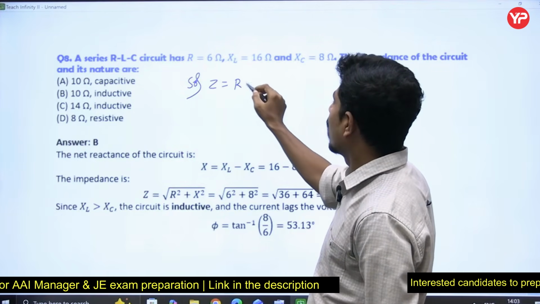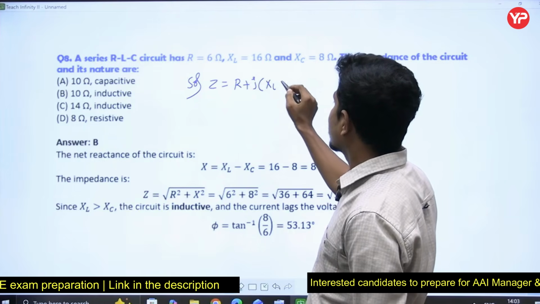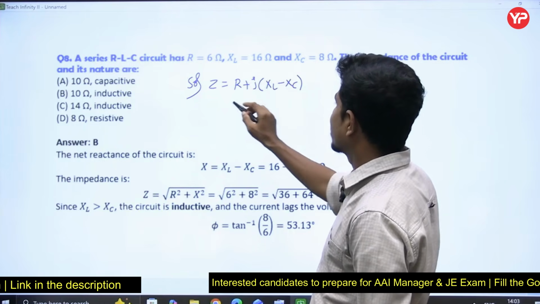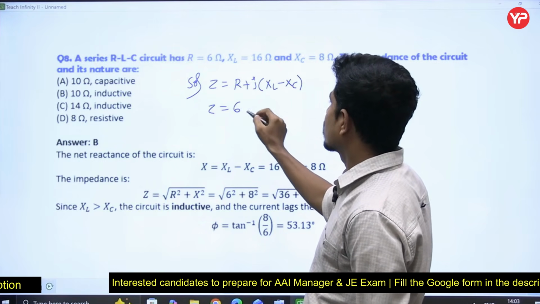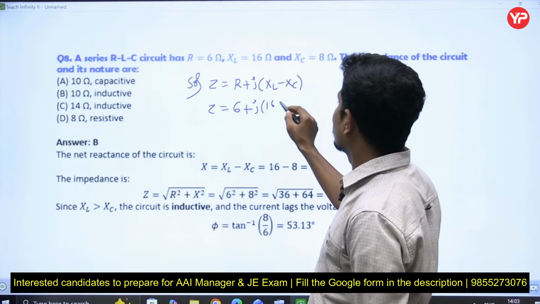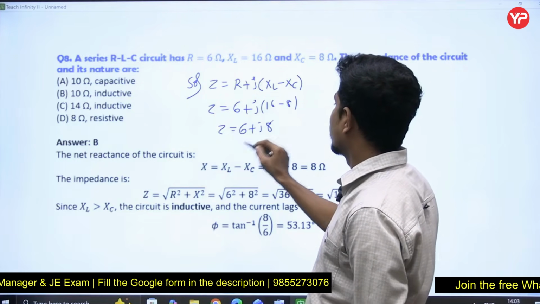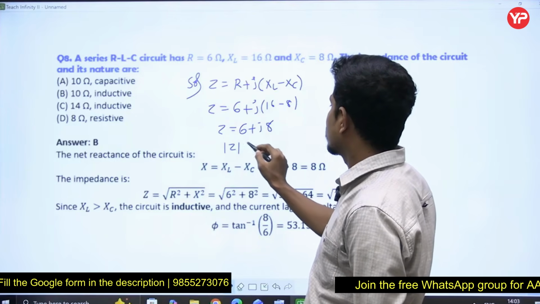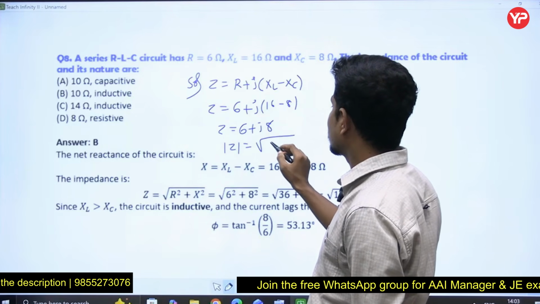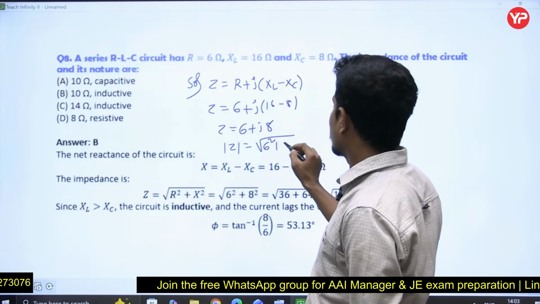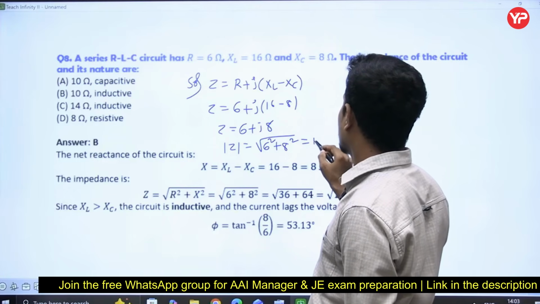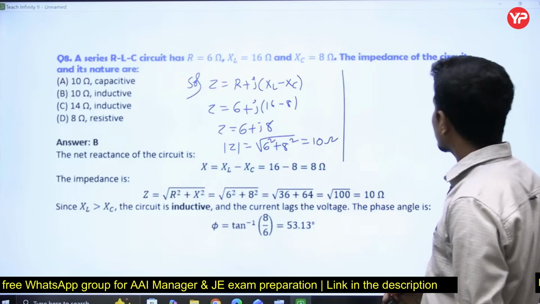Z is equal to R plus j(XL minus XC), or XC minus XL, whatever it is. Z is equal to 6 plus j(16 minus 8). So Z is equal to 6 plus j8. Right? Magnitude of Z is equal to root of 6 square plus 8 square, that is equal to 10 ohm, right?